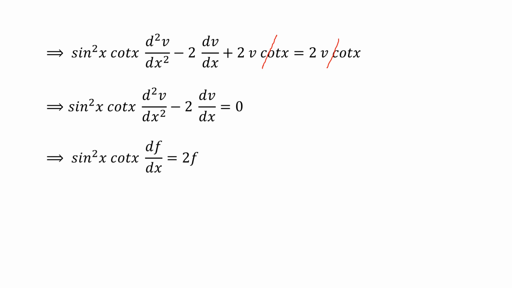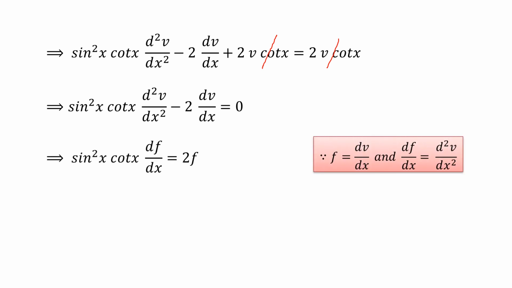Now we can replace dv by dx by f, and d square v by dx square is equal to df by dx. Therefore, we get sin square x into cot x into df by dx is equal to 2f. We shall transpose this term to the right hand side. Therefore, df by f is equal to 2 by sin square x into cot x into dx. Now we know that cot x can be written as cos by sin, and sin gets cancelled with this sin. Therefore, df by f is equal to 2 by sin x into cos x into dx.